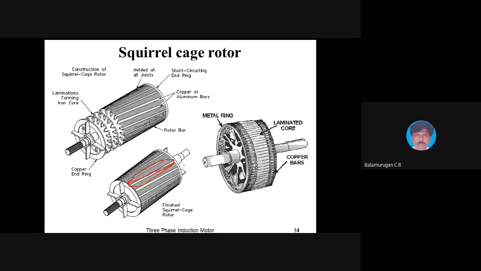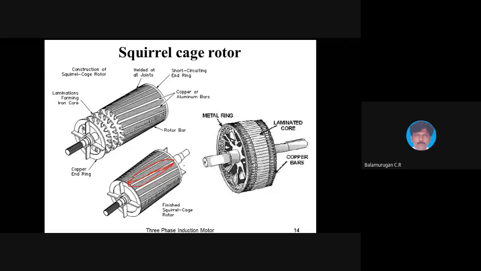So if you have a winding and if you use a copper bar instead, what is the difference? Do you have any idea? Instead of using a copper winding, if you use a copper bar, then what will happen? What is the main difference between these two? Instead of the winding, if you use a copper bar, the construction will be strong. It will be mechanically strong, and it will be rugged construction.